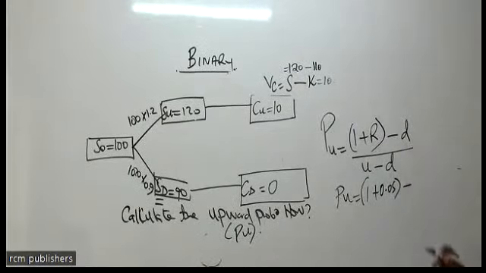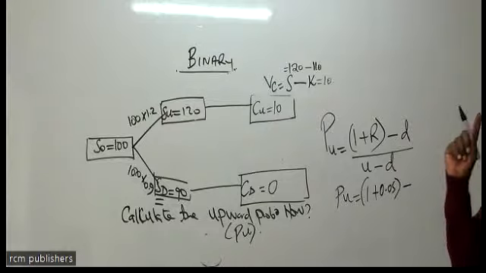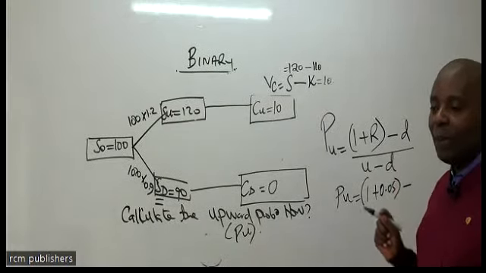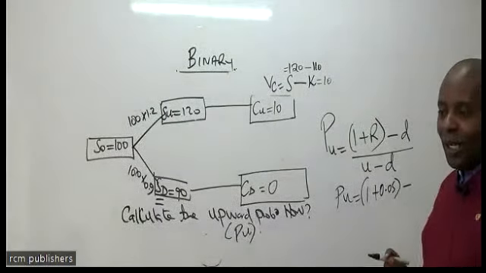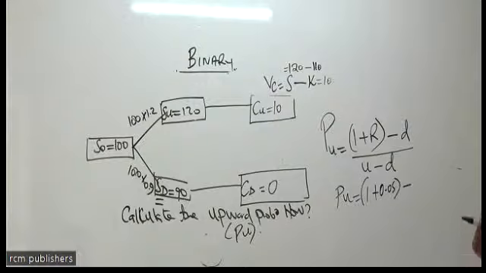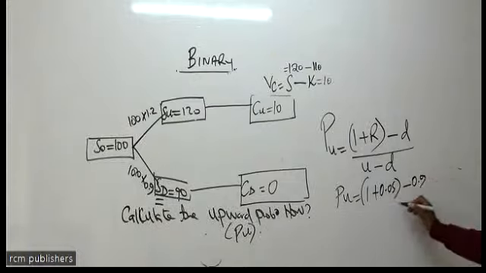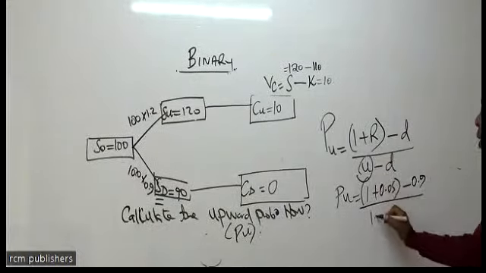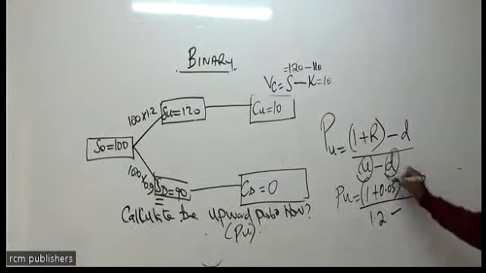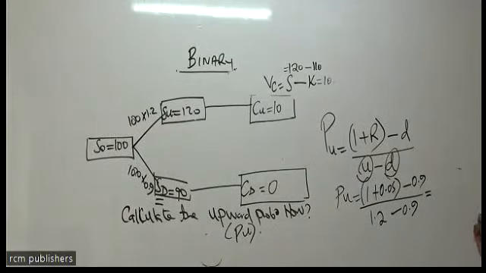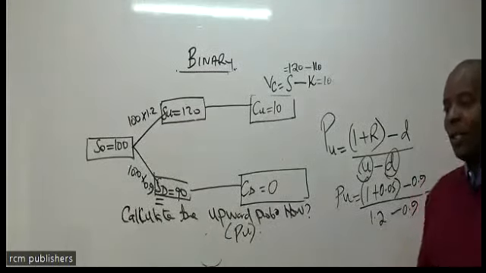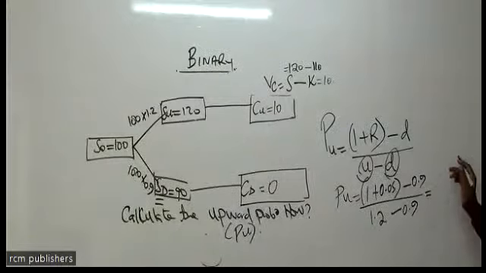Minus the down index. Is there somebody who can remember the down index? Down index 1.2? Are you sure? Down cannot be more than 100%, Naomi. So in this case, down is 0.9, all over the up which is 1.2 minus the down which is 0.9. Take it step by step until you get the numerator figure.